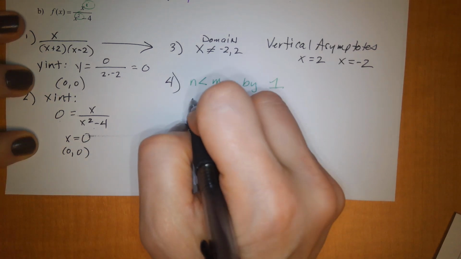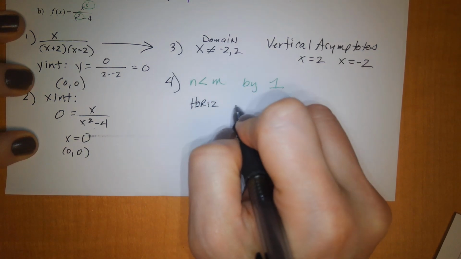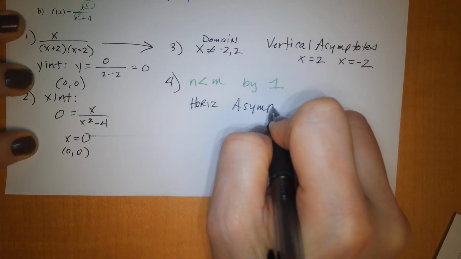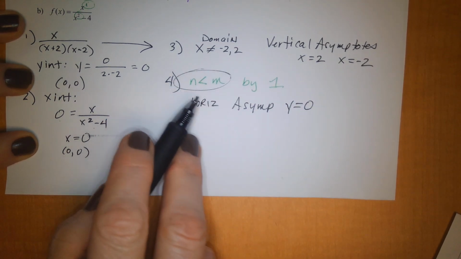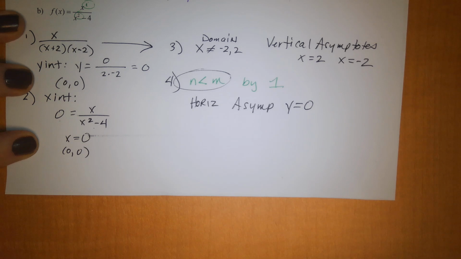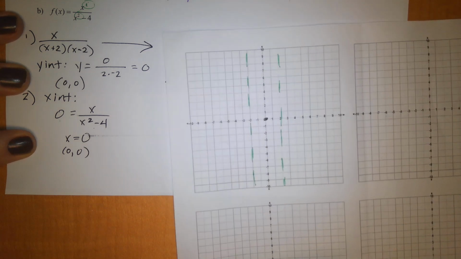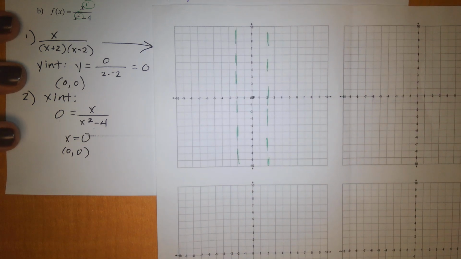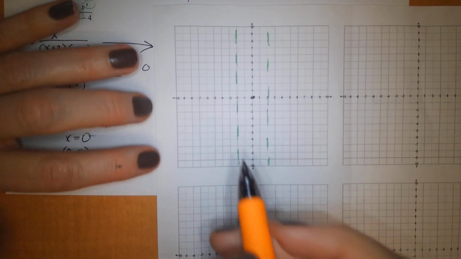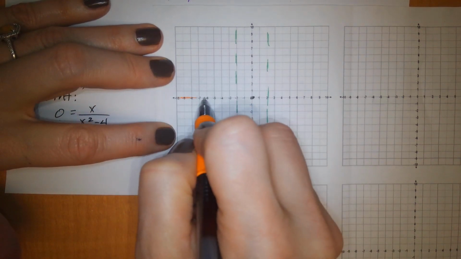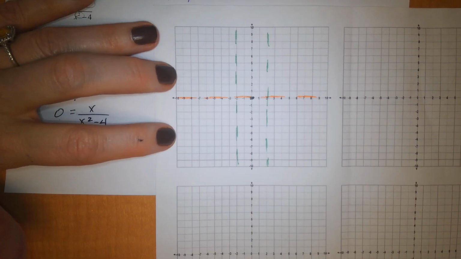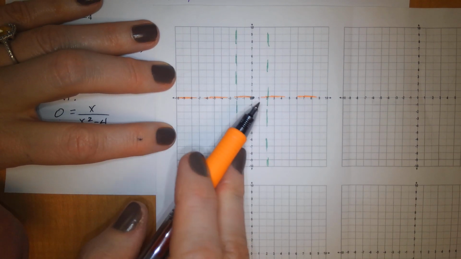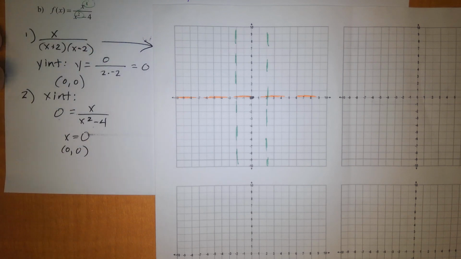That means automatically I will have a horizontal asymptote located at y equals 0. Whenever n is less than m, you will have a horizontal asymptote at y equals 0. So if I graph that, y equals 0 is the x-axis. There is no oblique. You cannot have a horizontal and an oblique at the same time. You can only have one or the other.